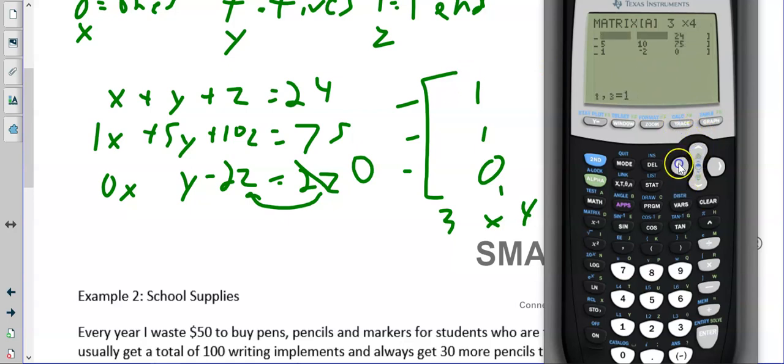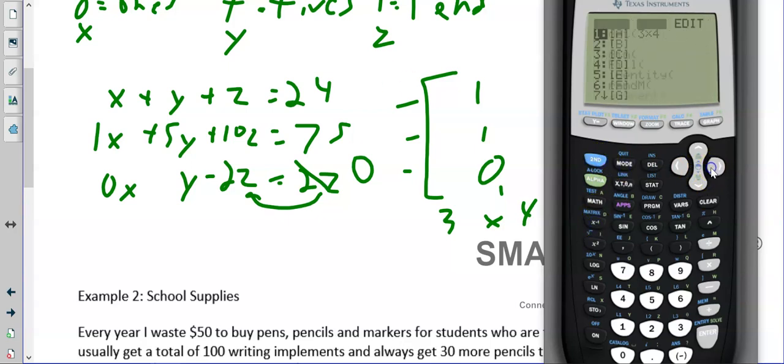Okay, so I have 1, 1, 1, 24. I have 1, 5, 10, 75. And I have 0, 1, negative 2, 0. It never hurts to double check. So I'm going to leave and come right back in.